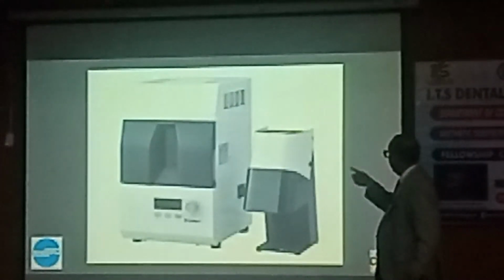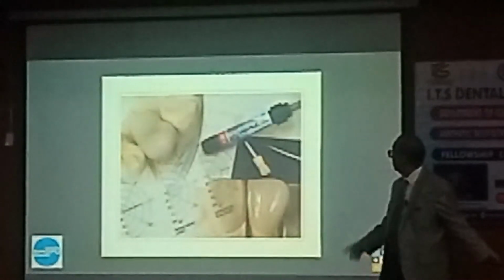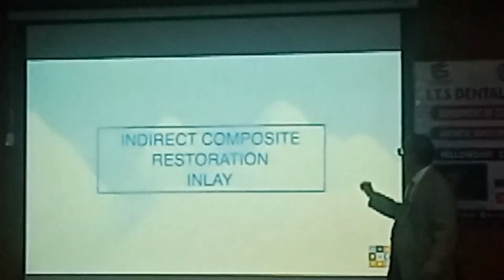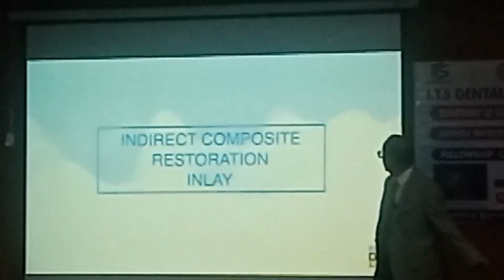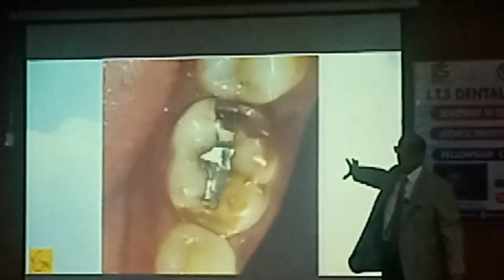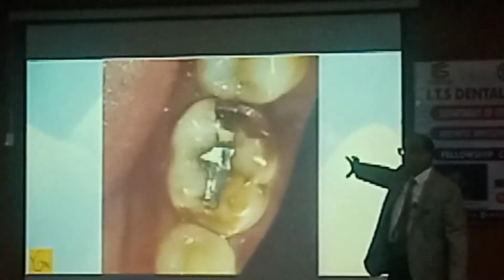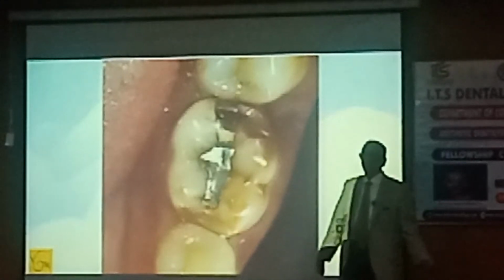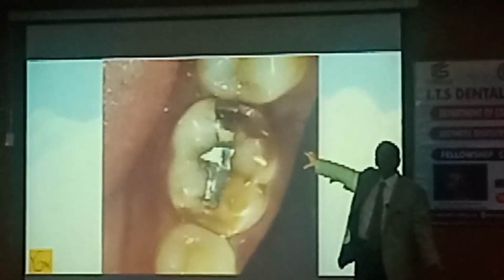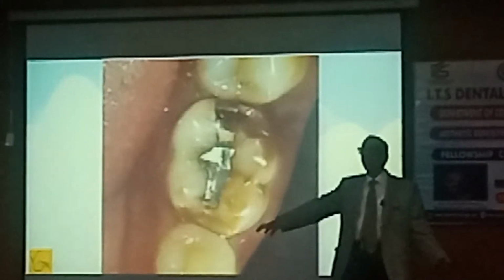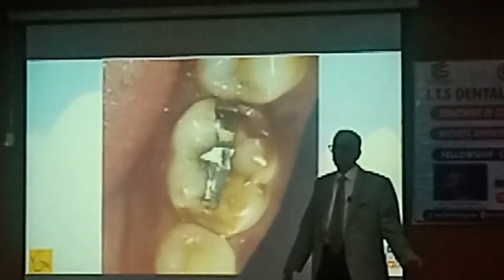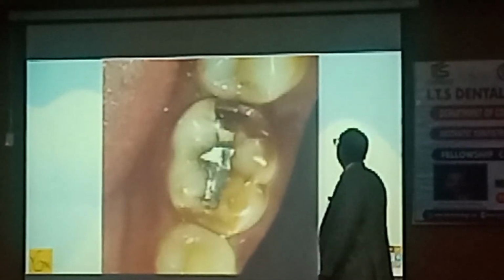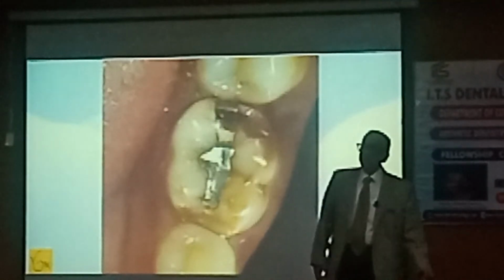Right. So here we use ceramic. This is the Solidlite furnace. This is the material we have used. Another case, indirect composite restoration. Again, another inlay. Terrible. Failed amalgam. What else do you see here? Failed amalgam and fractured amalgam and secondary caries. Very good.